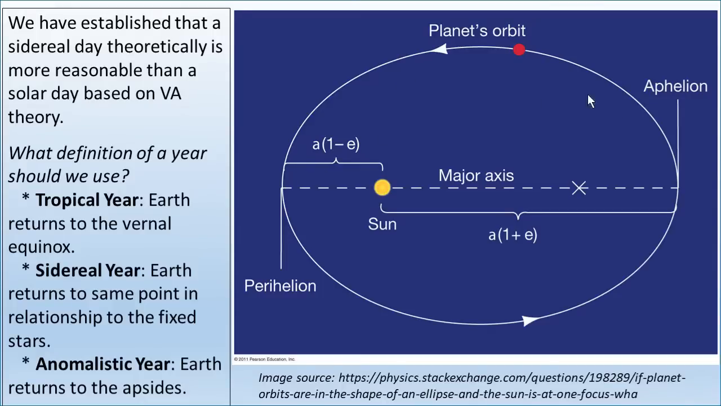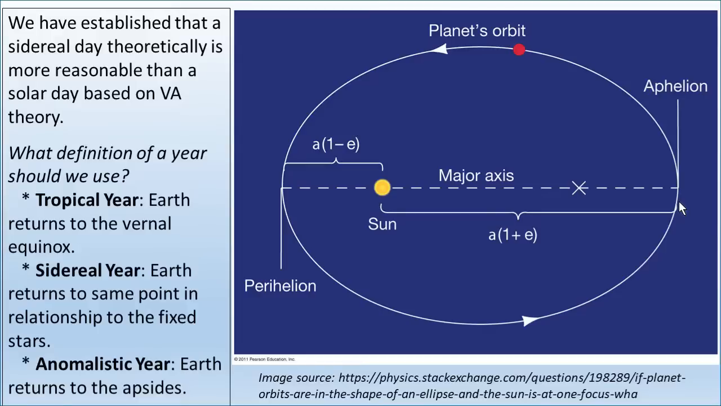There's a word for perihelion and aphelion. They're called the apsides. Okay? Apside means perihelion or aphelion. So in astronomy, they often say an anomalistic year is when the Earth returns to the apsides. A-P-S-I-D-E-S. Apsides means either the aphelion or perihelion, because it doesn't matter. The time it takes the Earth to return to the aphelion is the same time it takes to return to the perihelion, because this ellipse actually spins. It moves around very, very slowly.